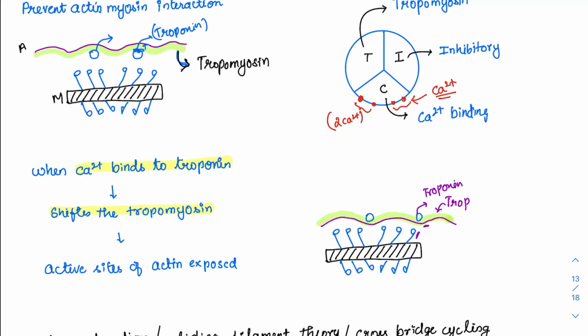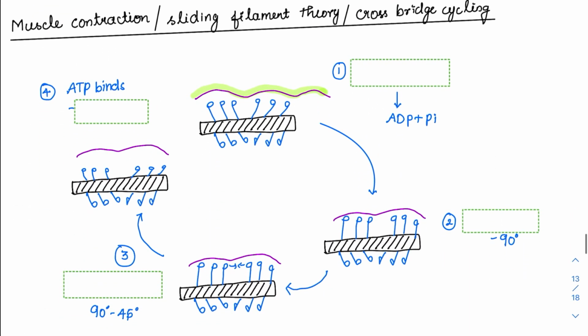Now we are going to study the contraction of the muscle. This contraction is usually called by three different names: muscle contraction, sliding filament theory, or cross bridge cycling theory. All of these three are a similar name only. They can ask you in any different name. So coming to muscle contraction, what is the first step?